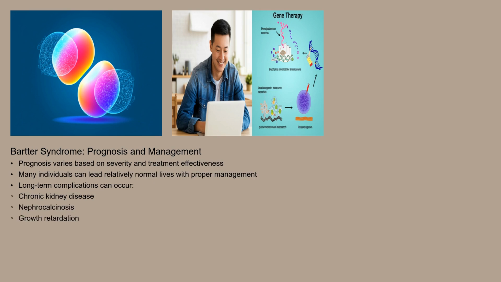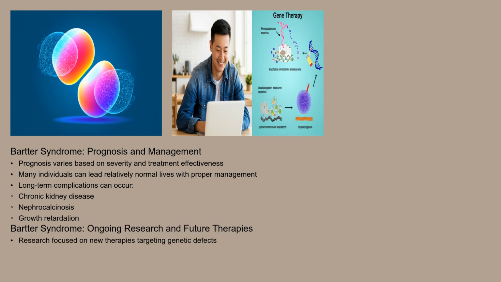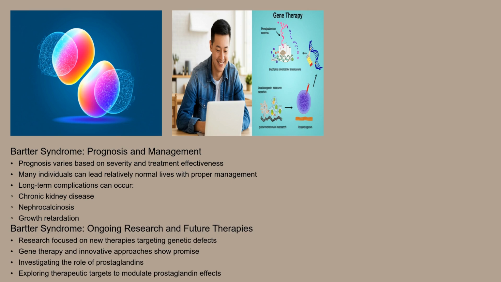Ongoing research is focused on developing new therapies to target the underlying genetic defects and improve kidney function. Gene therapy and other innovative approaches hold promise for the future treatment of Bartter syndrome. Researchers are also investigating the role of specific prostaglandins in the pathogenesis of the disease and exploring potential therapeutic targets to modulate their effects.